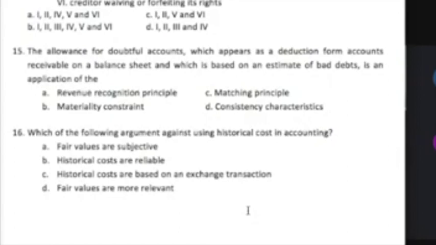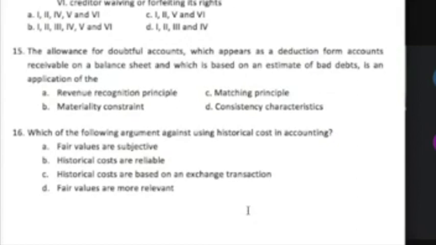Which of the following is an argument against using historical cost in accounting? Letter D would be fair values would be more relevant. Why is it more relevant, class? Because it gives you the current measurement of the asset or liability, class. Again, as we've mentioned before, which information is more relevant? Older information or newer information? As we've said, it is the newer information. Historical cost, class, is based on history or based on old transactions. It's an old measurement, so that's why it's not as relevant as your fair value measurement.